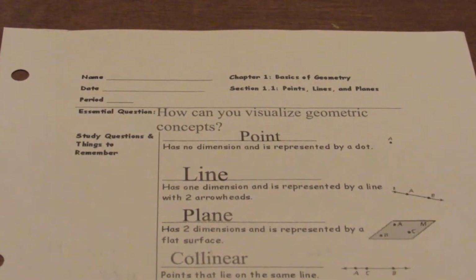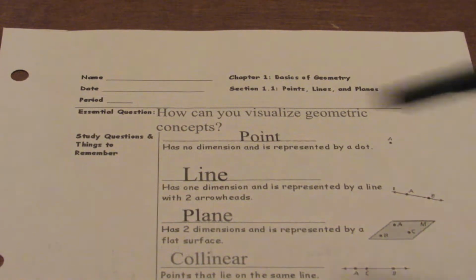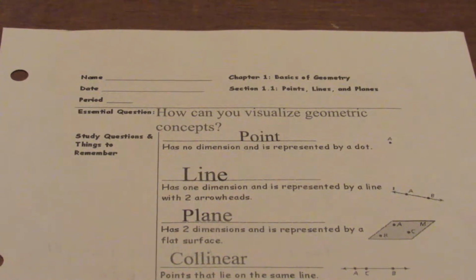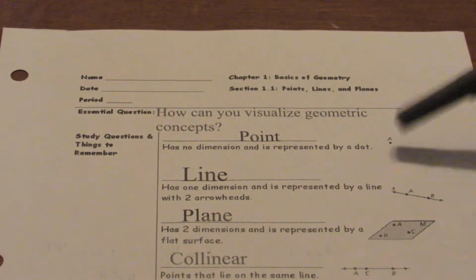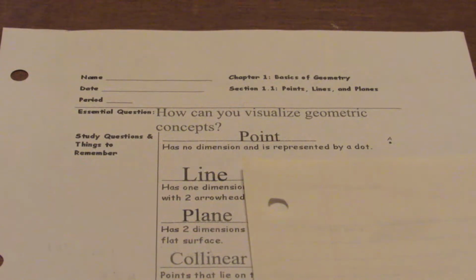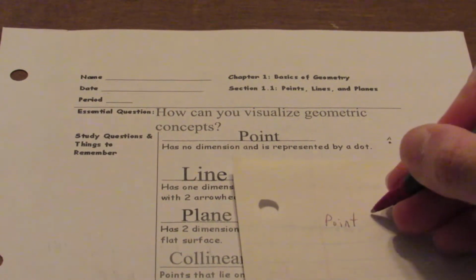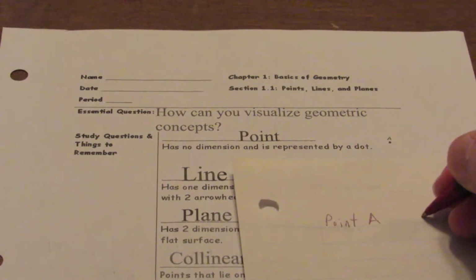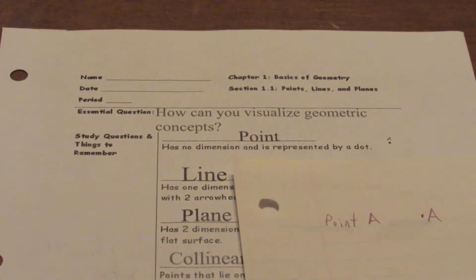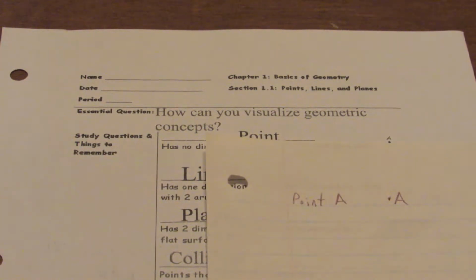The first concept that we're looking at is a point. A point has no dimension and is represented by a dot. So here we have point A, right? That would be representing something. If I'm naming that, I would say point A, or we could do a dot in front of it and an A. So those would be my two ways to name point A.